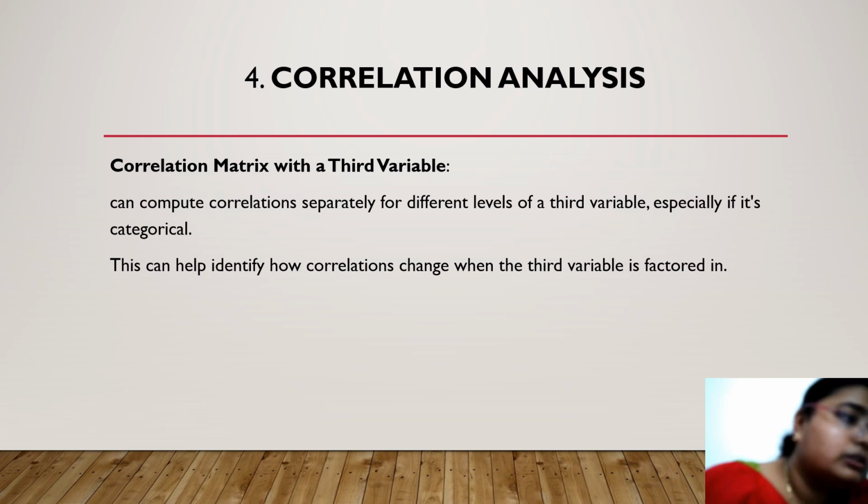Now, the correlation analysis also helps to identify what changes happen in the correlation when a third variable is a factor. That is, between two variables, when a third variable is introduced, what is the effect on the correlation of those two variables due to the third variable? That is also something we can identify with the help of this process called correlation analysis.